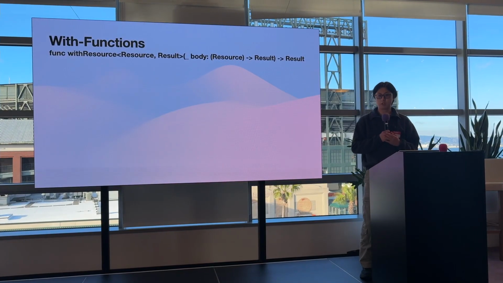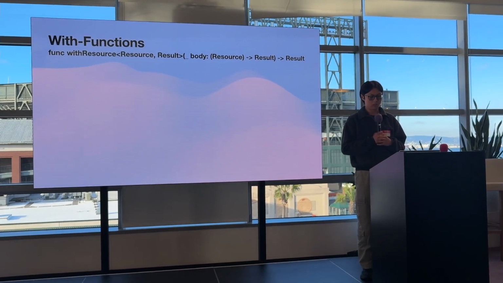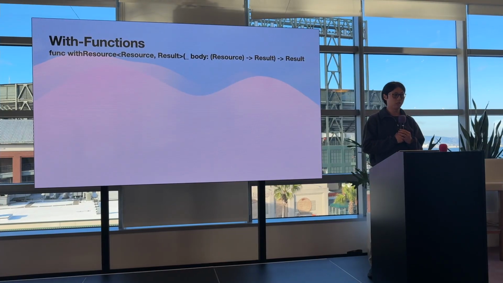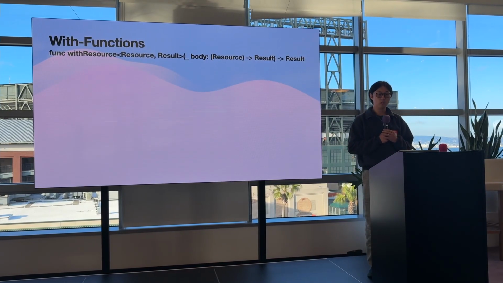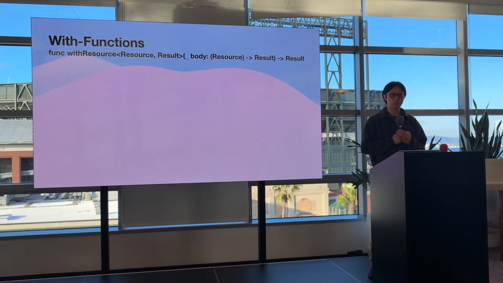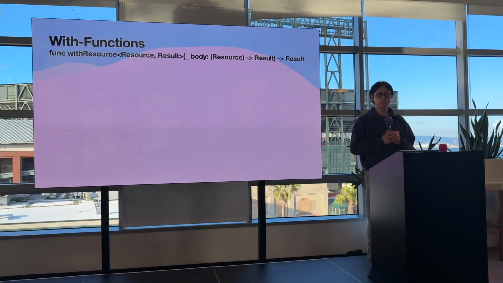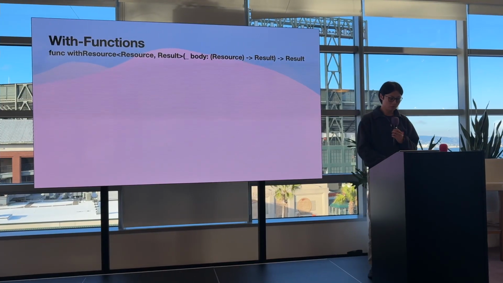And their signature has a common shape of "with resource", and then takes a body of a closure type that takes in the resource and returns some result. You can also return the same type of return value as the closure that you take in, and Swift will be able to infer that return type for you.